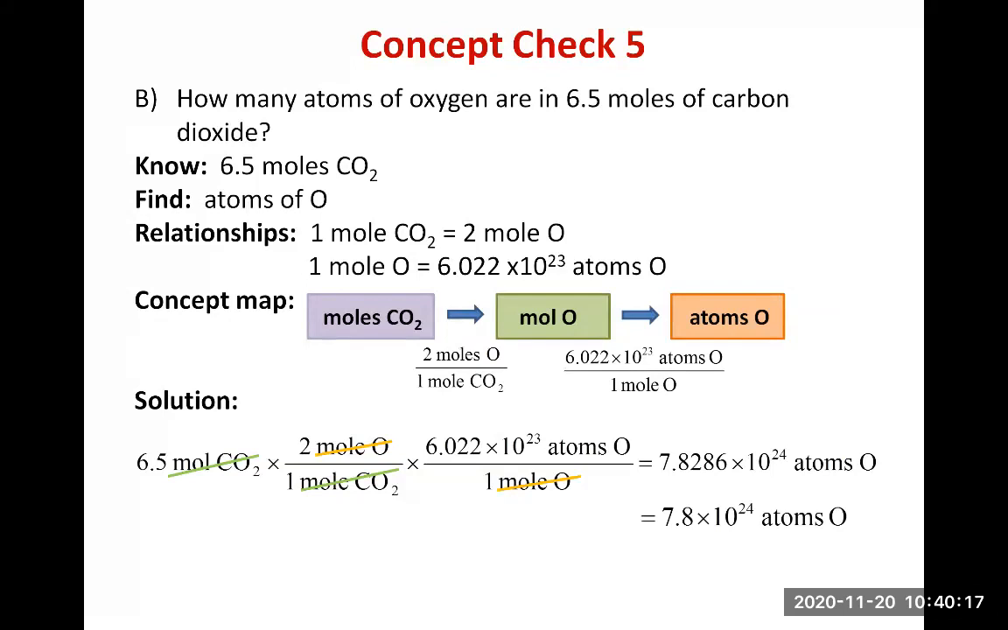So does it make sense? Here we have 6.5 moles of carbon dioxide, which means 2 times more moles of oxygen, so 12 or 13 moles of oxygen times the Avogadro number. So it makes sense that we have 10 times more than the Avogadro number and slightly more than that. Okay, so that makes sense.